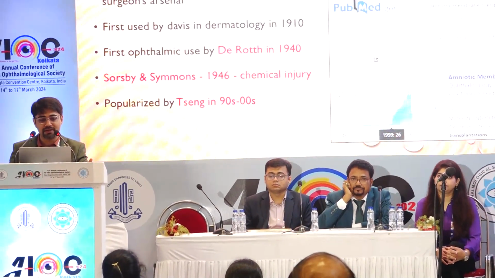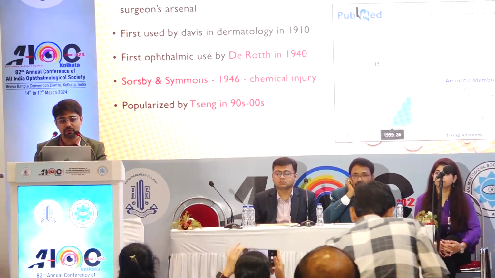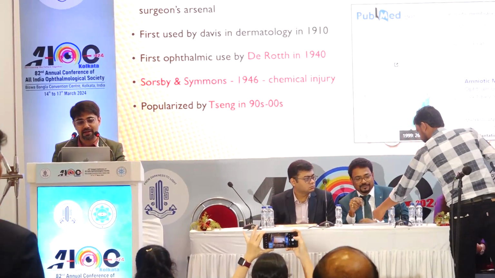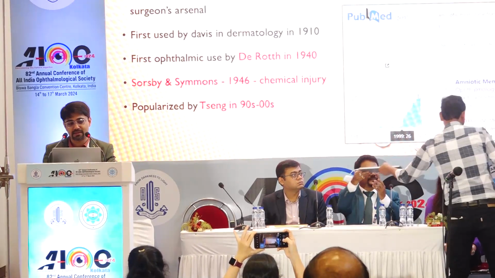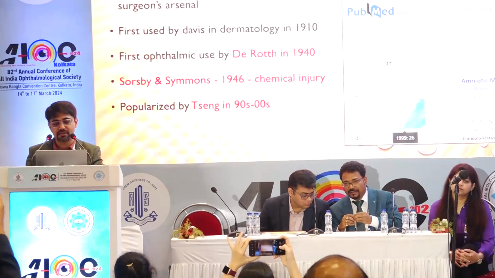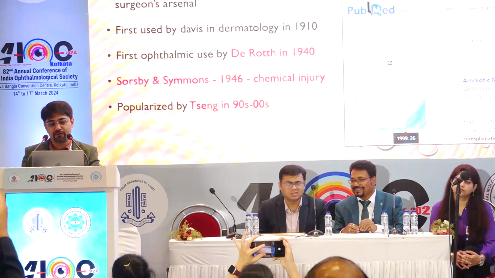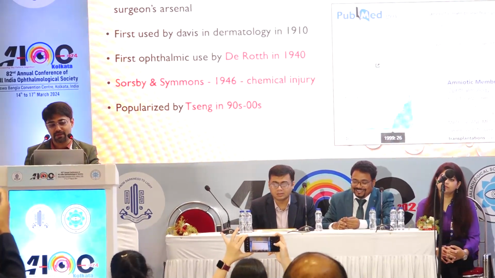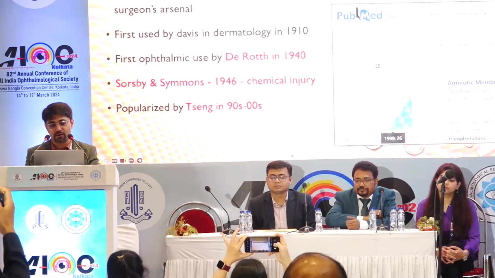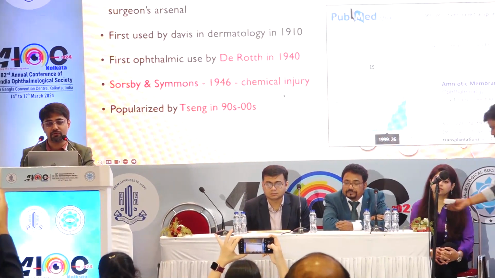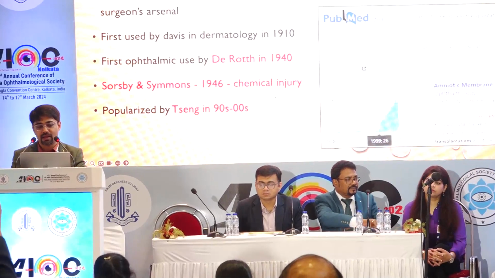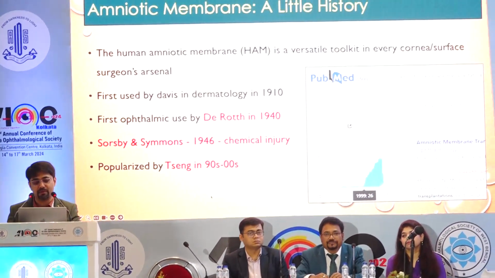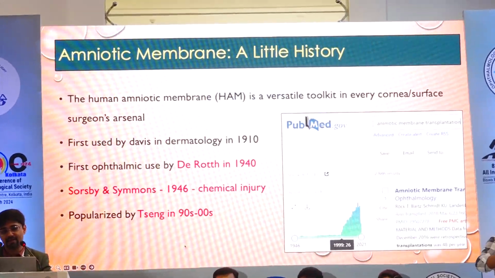So if you want to know a little bit of history about it, it goes back more than 100 years, back when it was first used by Davis for dermatological purposes. And the first ophthalmic use is recorded for De Roth in 1940. So that's also almost 80 years plus. And then this is Sorsby and Simmons. They have described how to use it in chemical injury. And this is Dr. Scheffer Tseng, who really popularized using amniotic membranes in the late 90s and then the noughties.